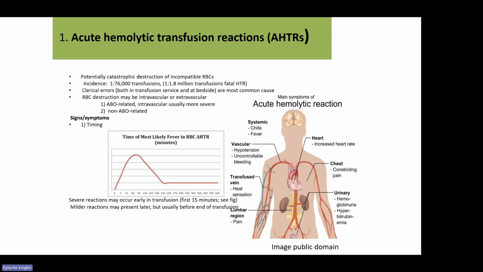So some of them are caused because of ABO related problems, and then some of them are non-ABO related problems. So this diagram is trying to show us the level of the complications. You can see acute hemolytic reaction. Almost all the organs in the body are affected. There is no organ in the body that is not affected. The heart, the kidney, the liver, everywhere is affected.